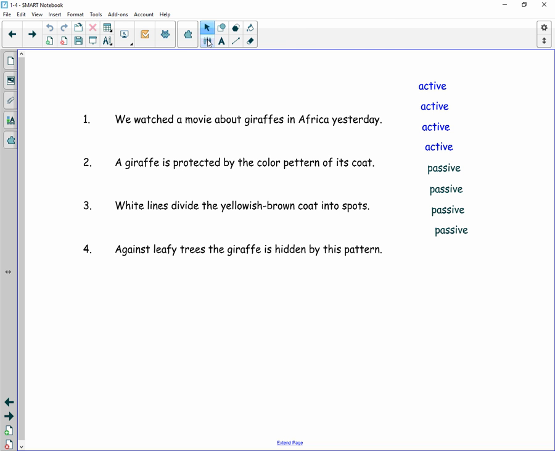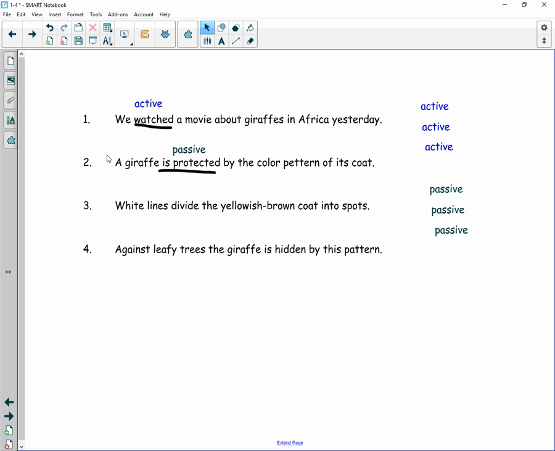We watched a movie about giraffes in Africa yesterday. Watched. There's no form of be there, so this has to be active voice. If I was going to make this passive, I would say a movie about giraffes in Africa was watched by us yesterday. A giraffe is protected by the color pattern of its coat. Is is a form of be, protected is past tense, and I have the word by.